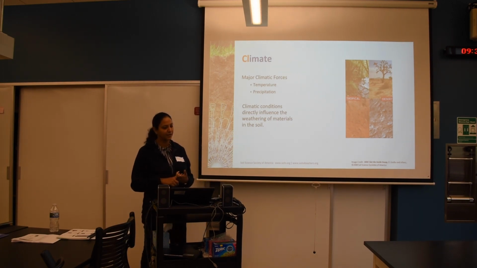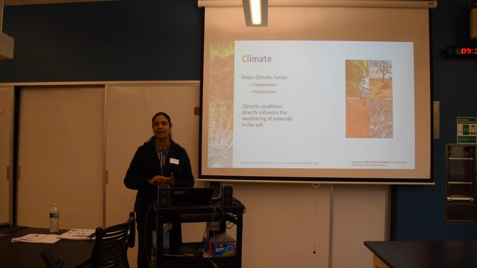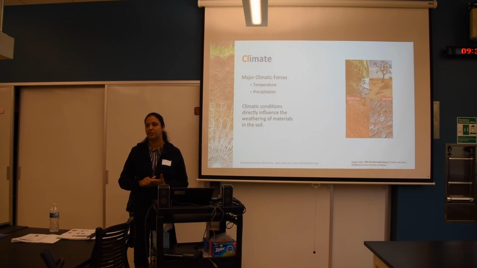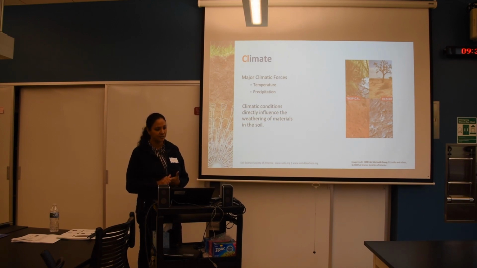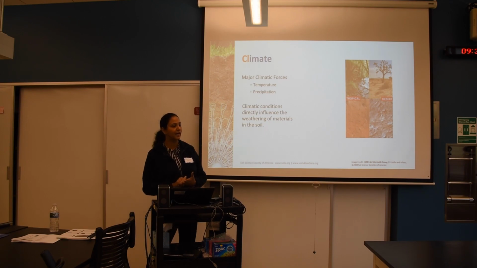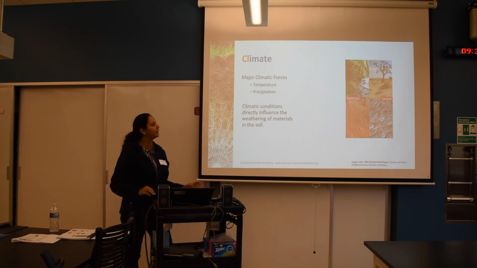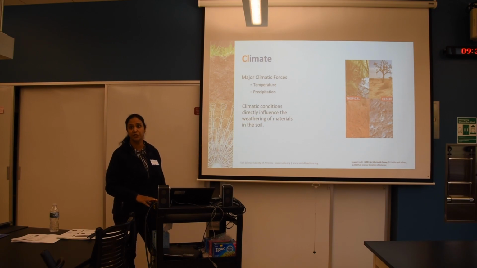How it affects the soil is mostly through temperature and precipitation. They directly influence the weathering of the minerals and material in the soil, and that leads to different soil composition. The other important factor is that these also affect the decomposition, other than the weathering, so that leads to different composition.